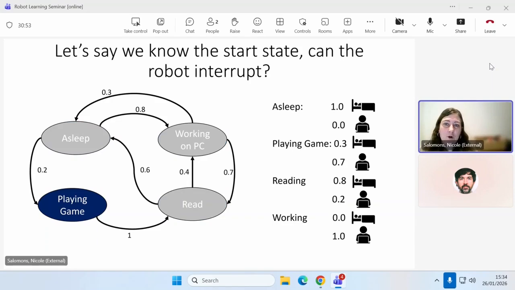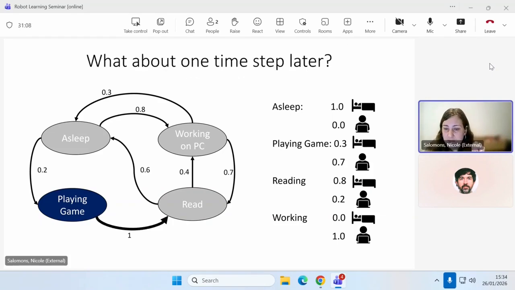Okay, so let's say we know the very start state, that the user is currently playing a game. That's fine. If we know the start state, we know that it's okay to interrupt. What about one time step later? Well, they'll be reading. And when they're reading, it's also potentially okay for the robot to interrupt. But what about 20 time steps later? We'll only get these observations, and through that, we need to make decisions.